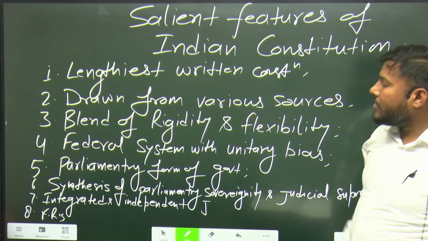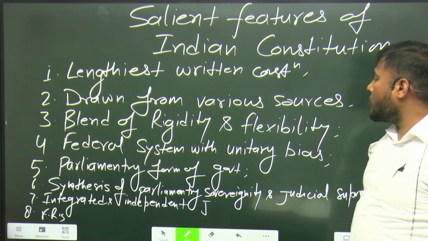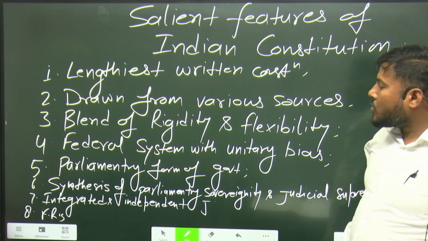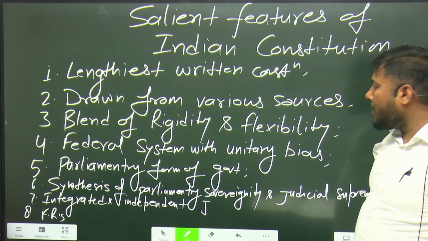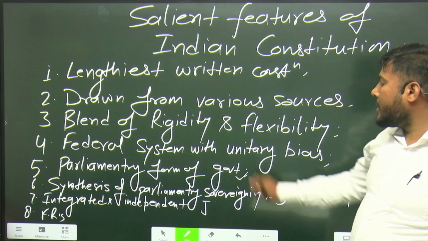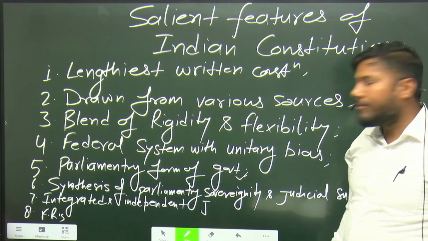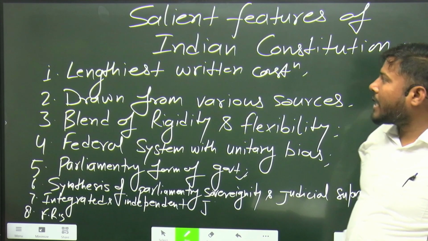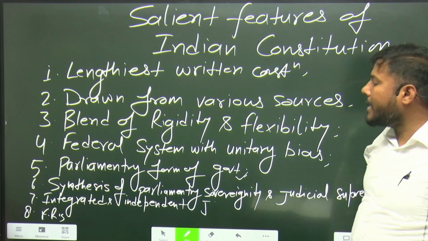The next feature was the federal system with unitary bias. This also we have done. And the next one was the parliamentary form of government. Yes, up to this point the parliamentary form of government we have done already. So let's do the next three features which are there in our constitution, the salient features.